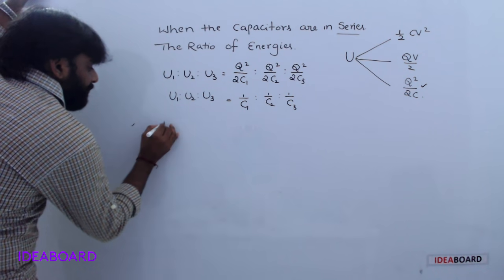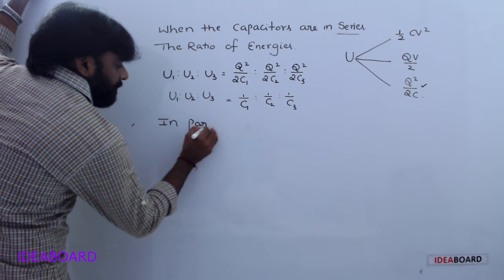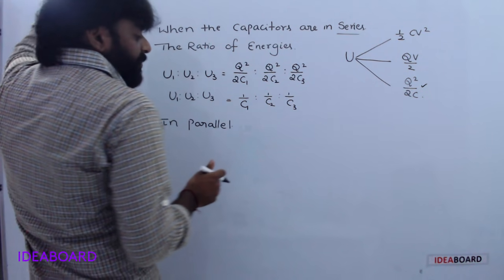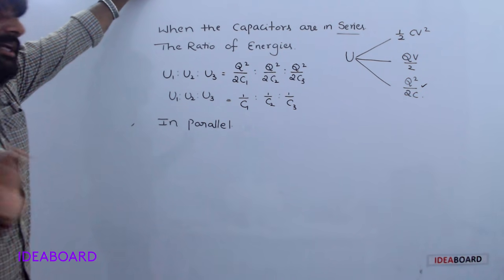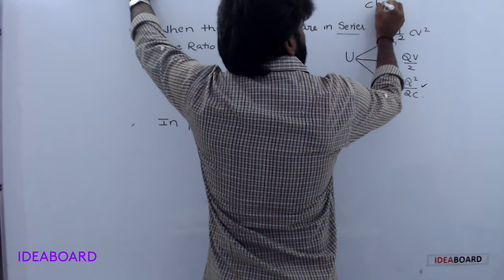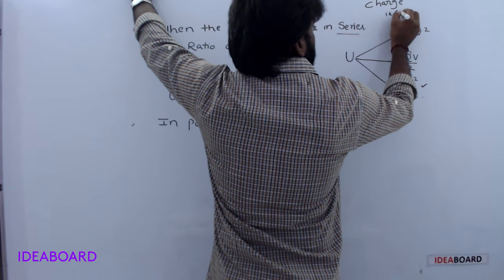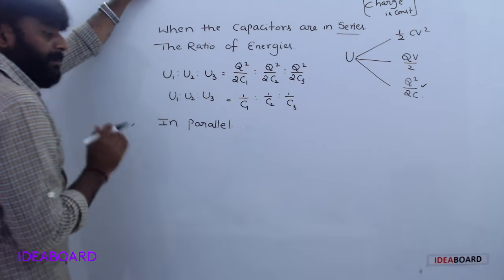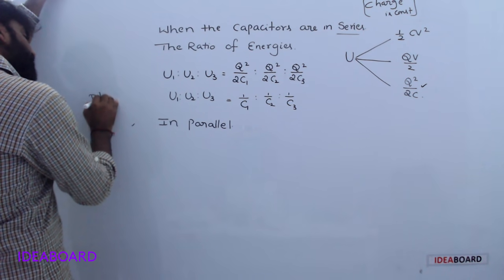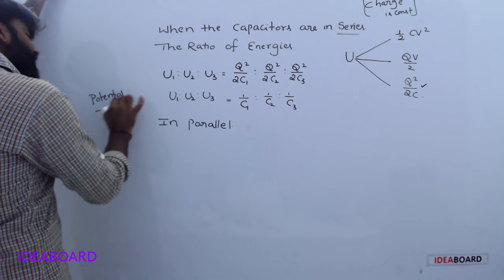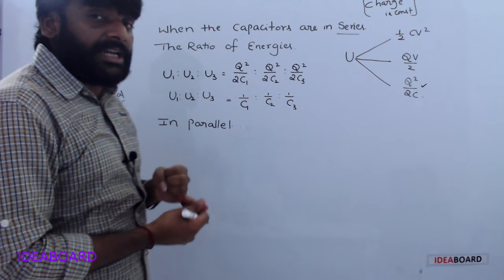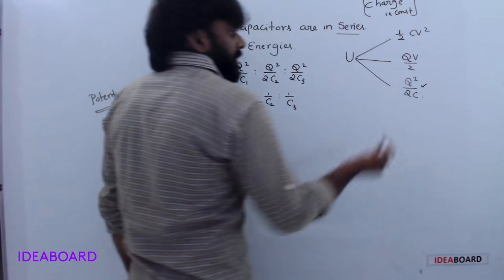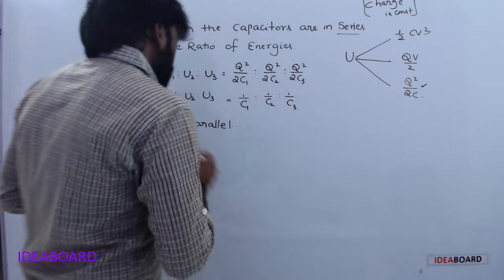So in parallel, which one is constant? Potential is constant. In series, charge is constant. So in parallel combination, which one is constant? Potential. That means the required formula is in terms of potential and capacitances. See, this formula is useful.